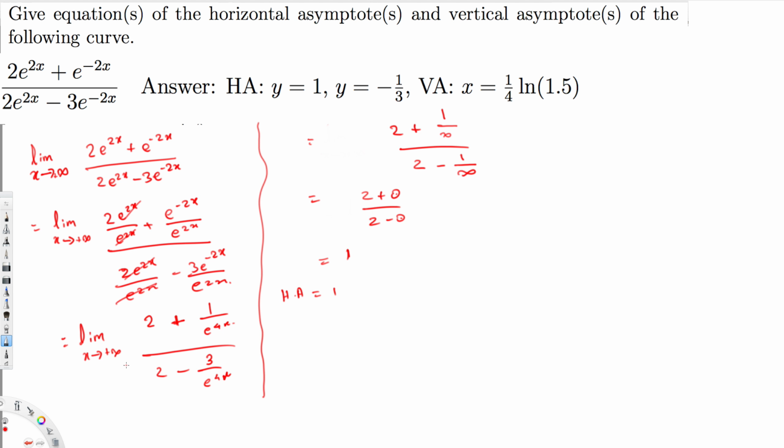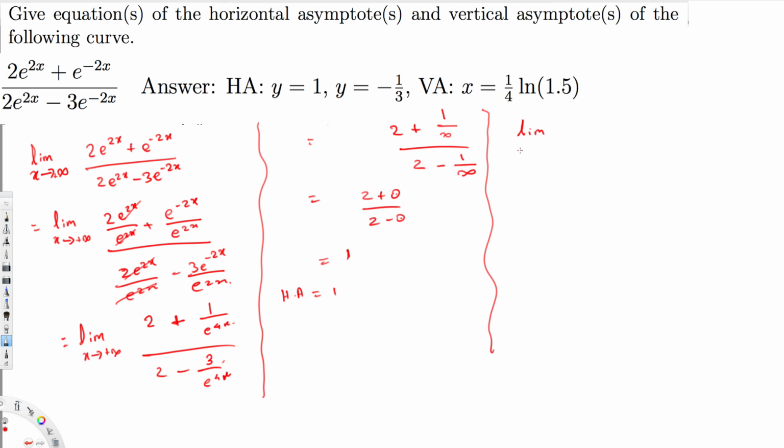So what happens if I substitute negative infinity into this equation? If I substitute negative infinity, this will become 0, and 1 over 0 is infinity. 2 plus infinity is the biggest number, 2 minus infinity is the subtracting biggest number, therefore it's becoming infinity. So we have to find another way to do that with negative infinity. Let's copy this one down and bring it here.